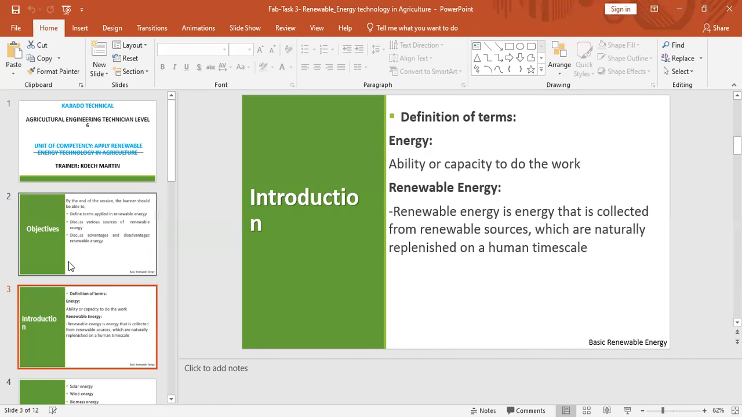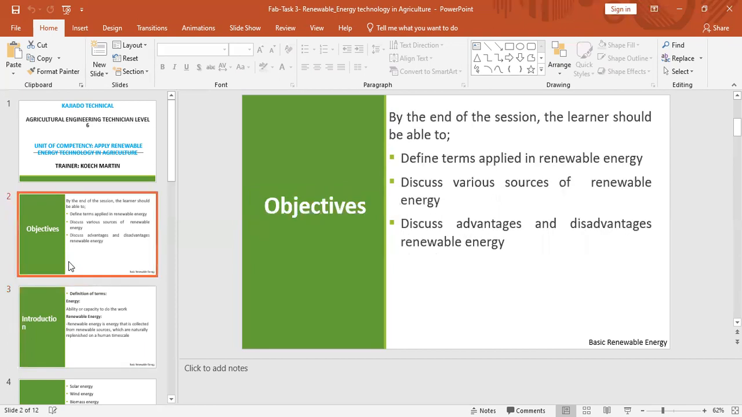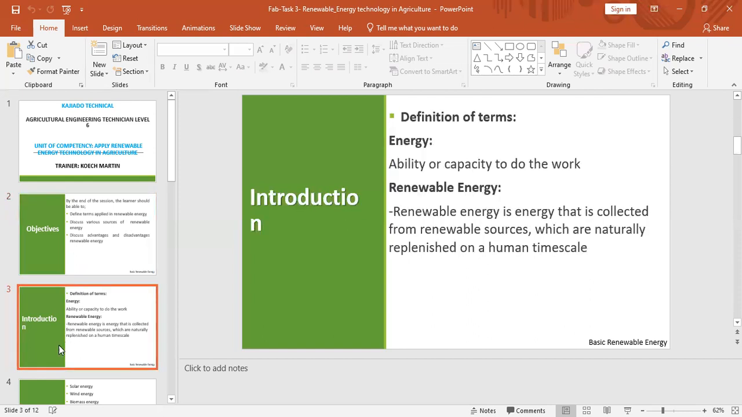What about energy? Energy is the ability to do work. Okay, thank you. So in a nutshell, renewable energy is the energy which can be replenished.